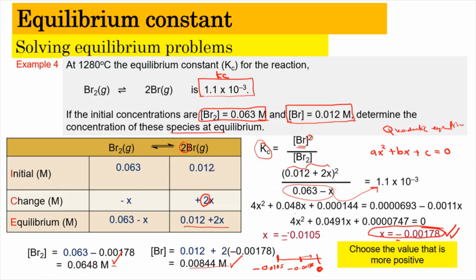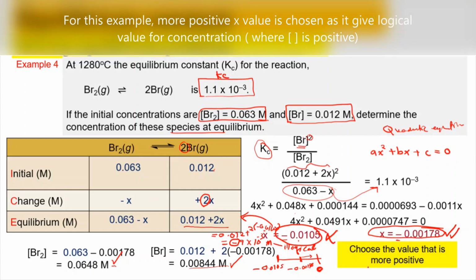You can also try to substitute the other value into this equation. Once you insert that, what you're going to get is 0.012 plus 2 times negative 0.0105. Once you calculate that, you're going to get negative 9 times 10 to the power of negative 3 molar. So you get a negative value, and a negative value is illogical. It's not logical to get a negative concentration. So you know that this value is not acceptable, and that is why you need to choose the value of x that is more positive.